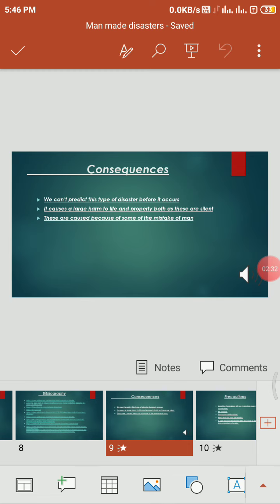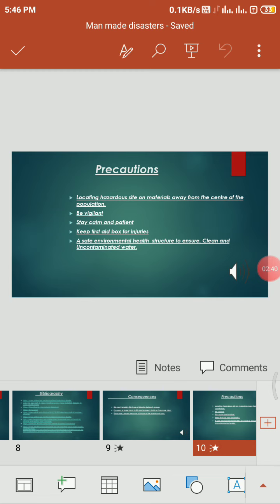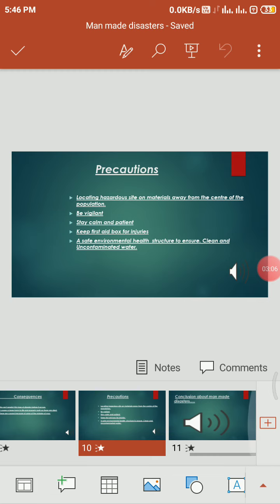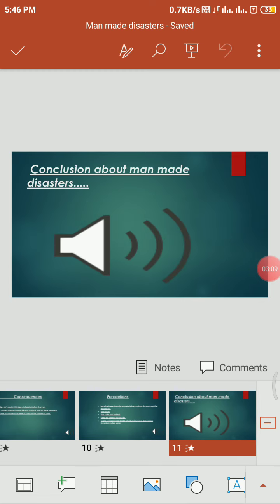Then we will proceed to the precautions that should be taken by us to be safe from man-made disaster. We can locate hazardous sites or materials away from the center of the population. We should be vigilant, calm and patient. We should also create a safe environmental health structure for ensuring clean and uncontaminated water. We should also always keep a first aid box for injuries, whether caused by natural disaster or by man-made disaster.